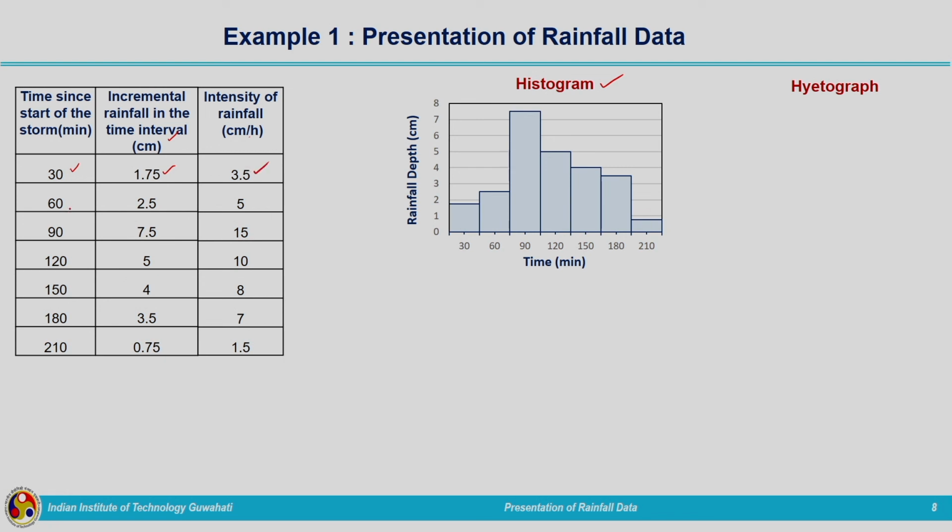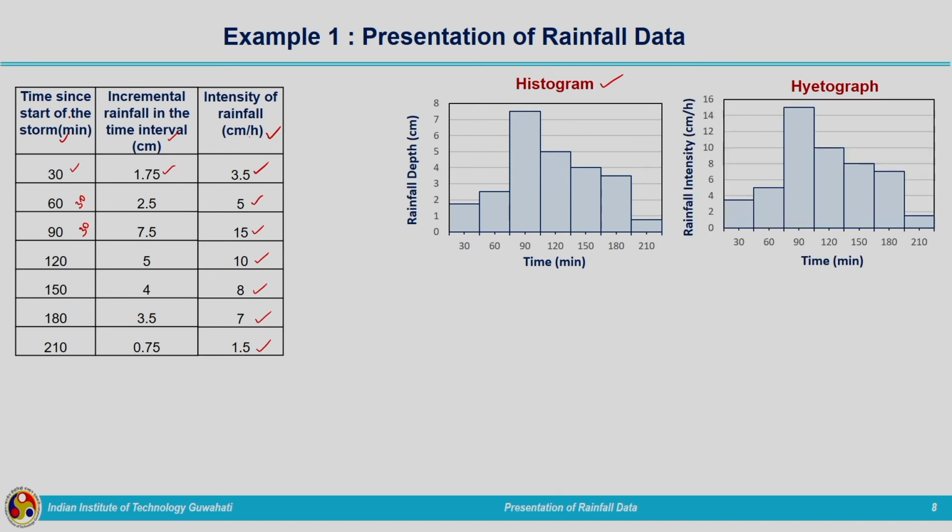Now, coming to the second interval, what is the time? 30 minutes, 60 minutes, the time interval is again 30 minutes. So, you should be careful about the time. The interval is again 30 minutes; the time interval is 30 in all the cases. So, you will divide the rainfall depth by that particular incremental time. That way you will get the rainfall intensity corresponding to each and every increment. This intensity will be plotted against the time, that is the hydrograph. Rainfall intensity in centimeters per hour and time in minutes is plotted.